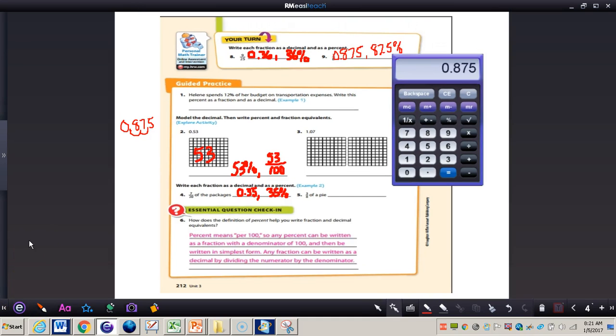So let's take a look at the essential question check-in. It says, how does the definition of percent help you write fraction and decimal equivalents? We know that percent means per 100, so any percent can be written as a fraction with the denominator of 100 and then be written in simplest form. Also, any fraction can be written as a decimal by dividing the numerator by the denominator, like I showed you for numbers 8 and 9.